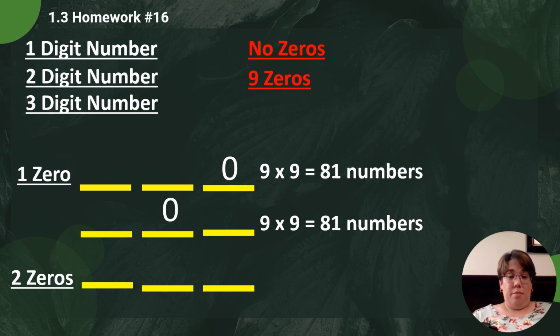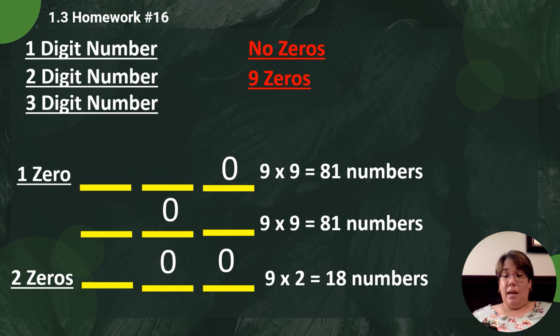2 zeros. All right, so for 2 zeros, I'm going to put 2 zeros right there. If I have a 3-digit number with 2 zeros at the end, how many possibilities are there? What are my numbers that can go here? The numbers 1 through 9, right? So that's 100, 200, 300, 400, 500, 600, 700, 800, 900. So there are a total of 9 numbers, and each one of those 9 numbers has 2 zeros, right? So that is 18 zeros.